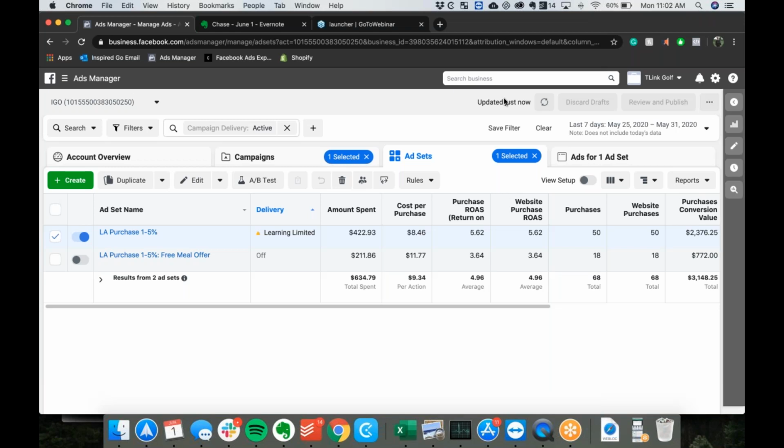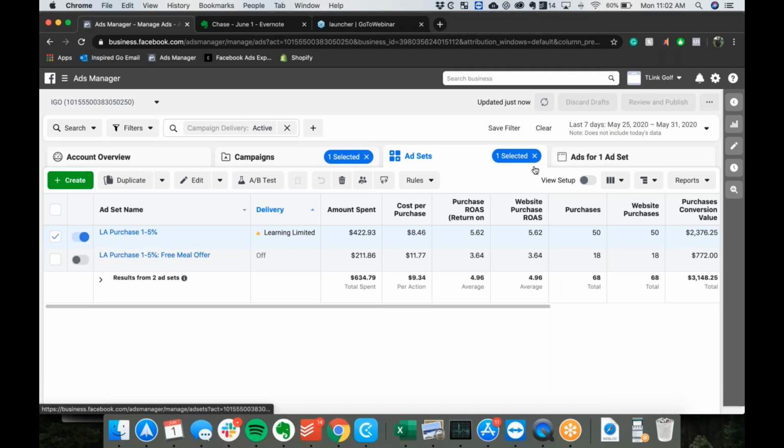It's at a 5.62. I mean, that's a solid return on ad spend, $8 cost per purchase. That should mean roughly 7 to 14 purchases a day. So yeah, that's good. I'm really happy with this. I'm probably going to scale it once it gets out of learning. That's my plan. Okay, that's good.